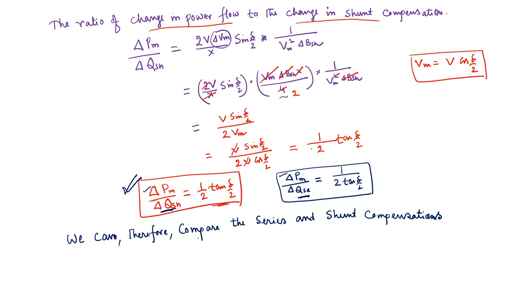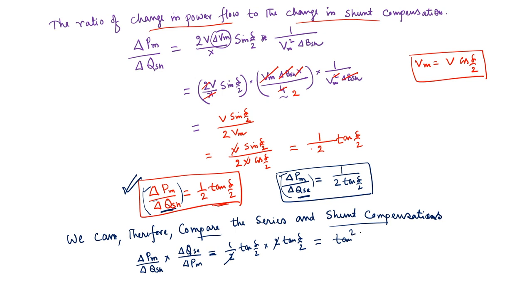Now if we compare these two compensations just by taking a ratio, dividing this expression by that expression, then what we will write is del Pm by del QSH multiplied by del QAC to del Pm. I am just inverting this, taking the reciprocal of that. So this will be equal to half tan delta by 2 multiplied by 2 tan delta by 2. So the 2s will cancel out, so it will be tan square delta by 2.